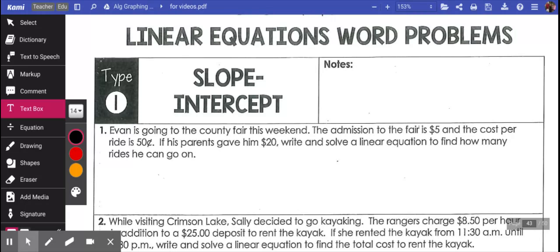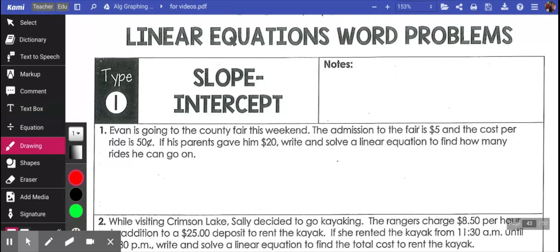So it says, Evan is going to the county fair this weekend. The admission to the fair is $5, and the cost per ride is 50 cents. If his parents gave him $20, write and solve a linear equation to find out how many rides he can go on. So for your slope, you should know that if it's 50 cents per ride, that's your key.